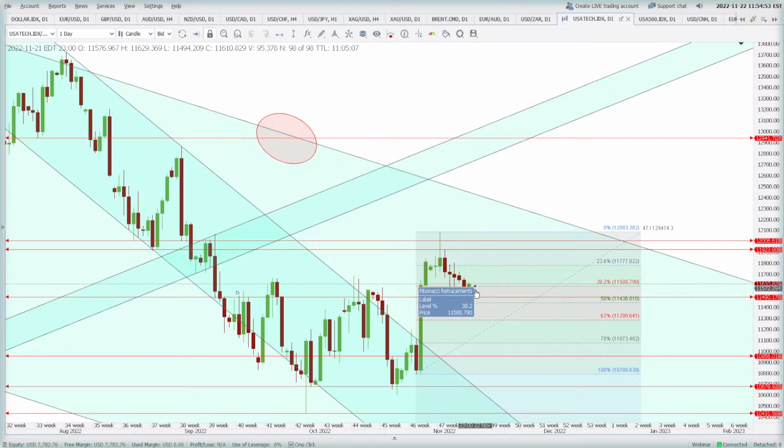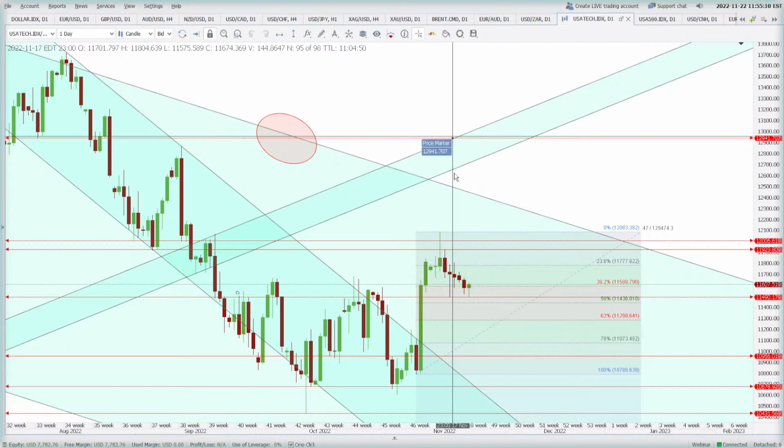I think we should see at least 11,436 or maybe even 11,208 to open the buy position. Okay, right now it is not very good. Why is it not very good? It may go higher from here, but the risk to reward ratio will not be that good.